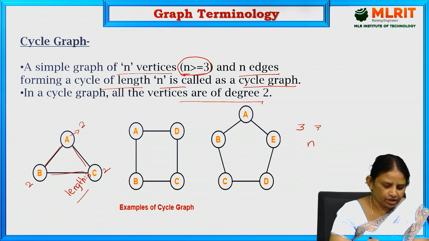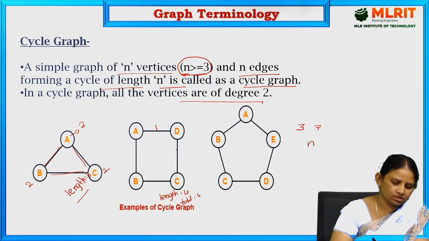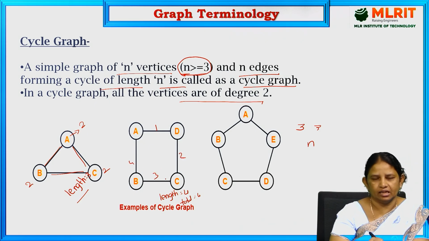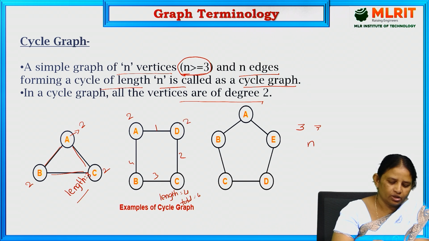Next, if you consider the length is 4, then total vertices are 4. And what are the edges? 4 edges. And 4 edges can form the cycle, then it is called a cycle graph. In the case of A, what is the degree? That is 2. In the case of D, 2 edges are connected. C also 2, B also 2.